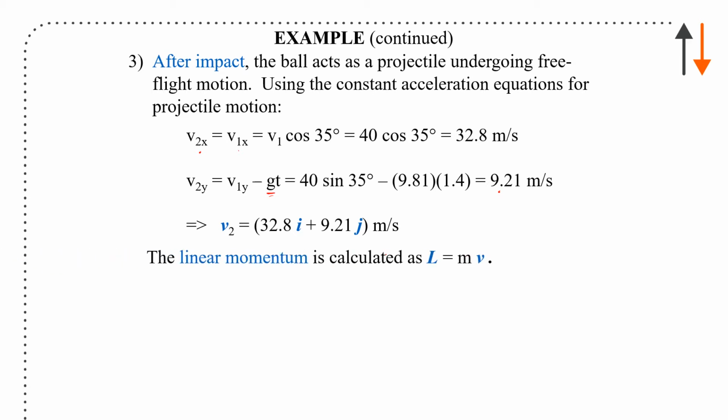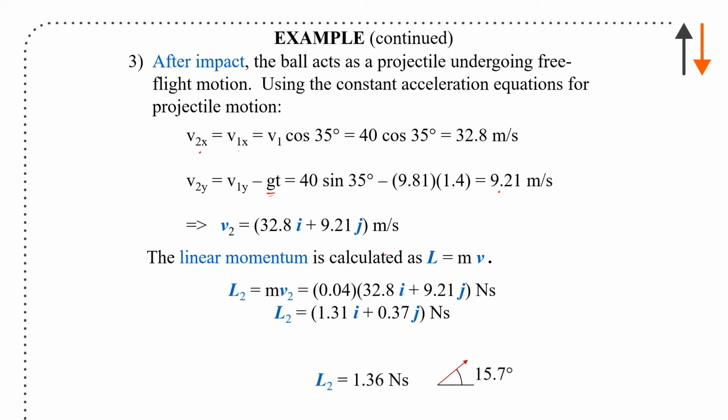And what I'm going to do then is calculate the linear momentum, L equals mv. Just have to put in mass, multiply it across, and I get 1.3 newton seconds, at 15.7 degrees.